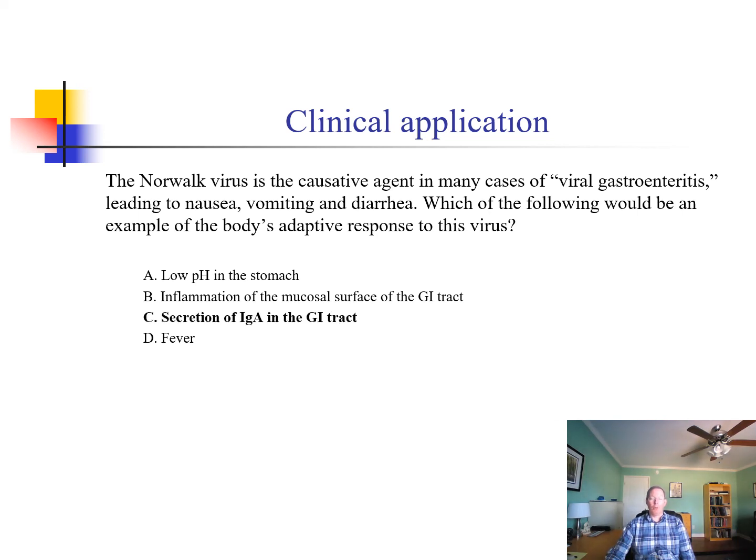Well, I hope that you recognize that the key issue here was that while all four of these things can protect you from this pathogen, there's only one in the adaptive response, which is the secretion of IgA, which is coming from B cells. And that's really important that you distinguish between these innate and adaptive types.